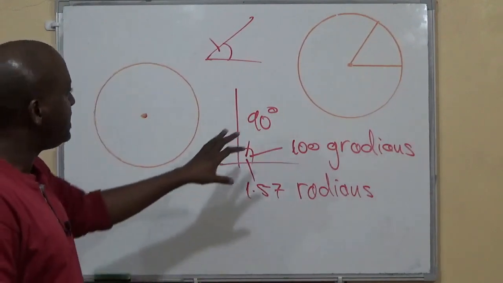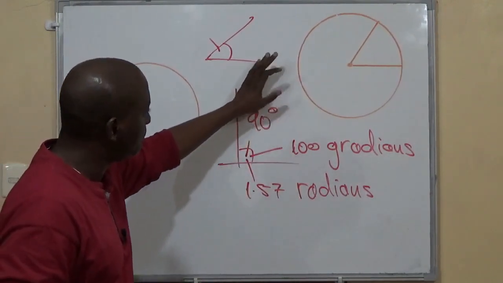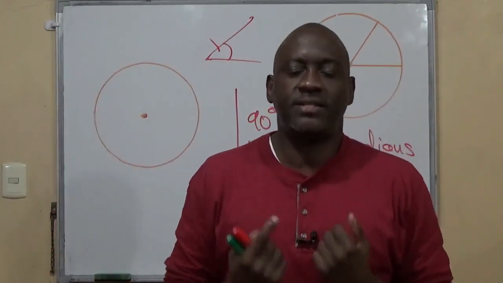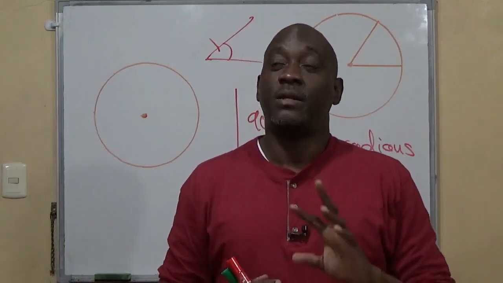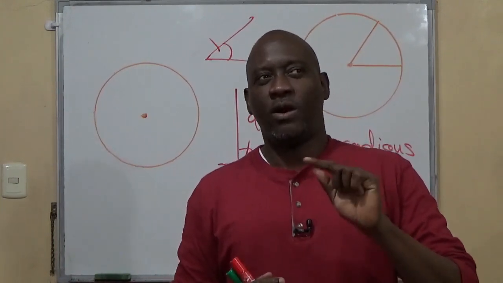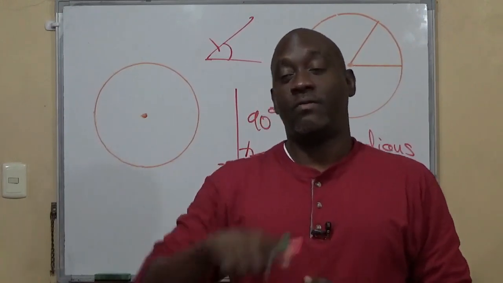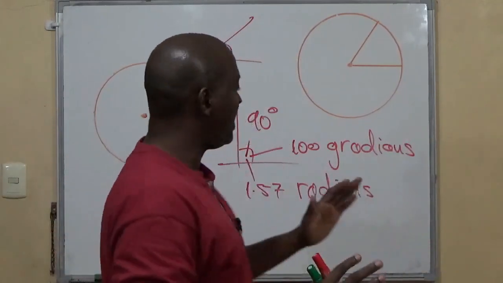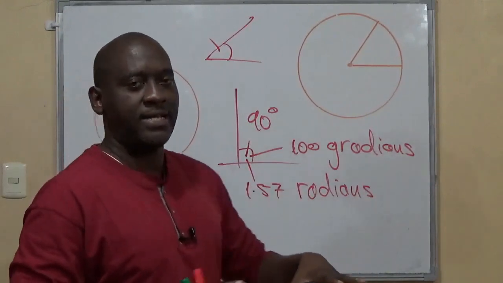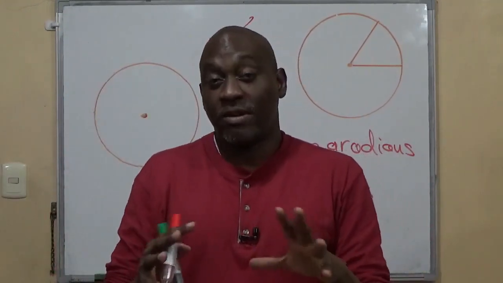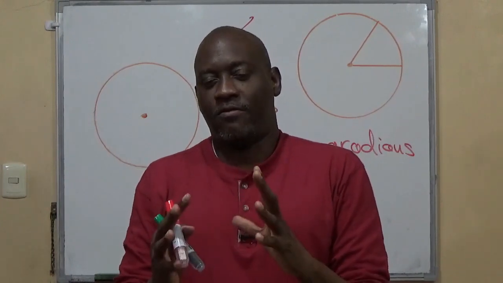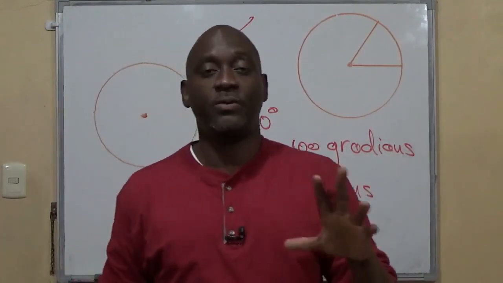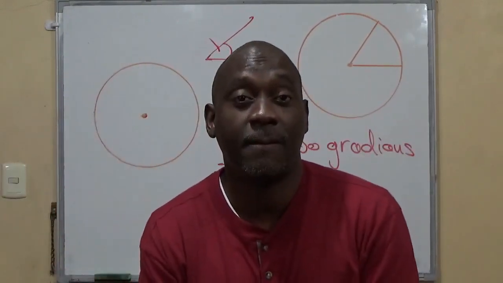So the degree, yes, I went on Google to check this out too. The degree is generally, and hear how complicated this thing gets, defined as a measurement which is 1/360th of a revolution of a circle. You see where we're going already? The gradient is defined as 1/400 of a revolution of a circle. So in other words, you have 400 gradients in a circle.